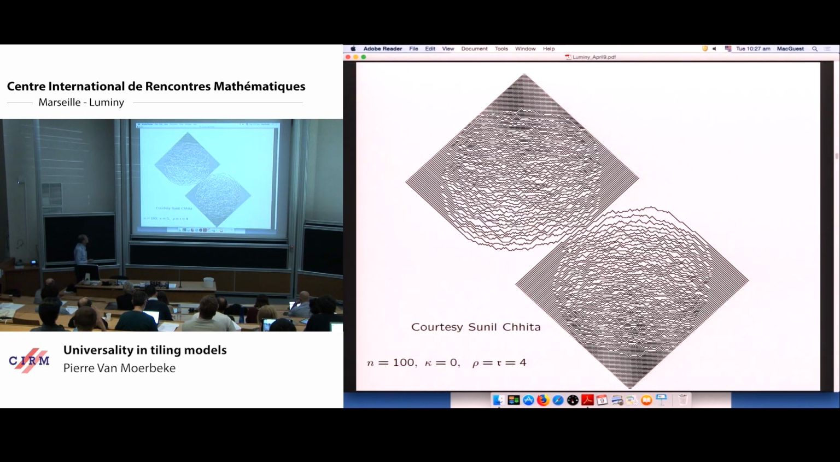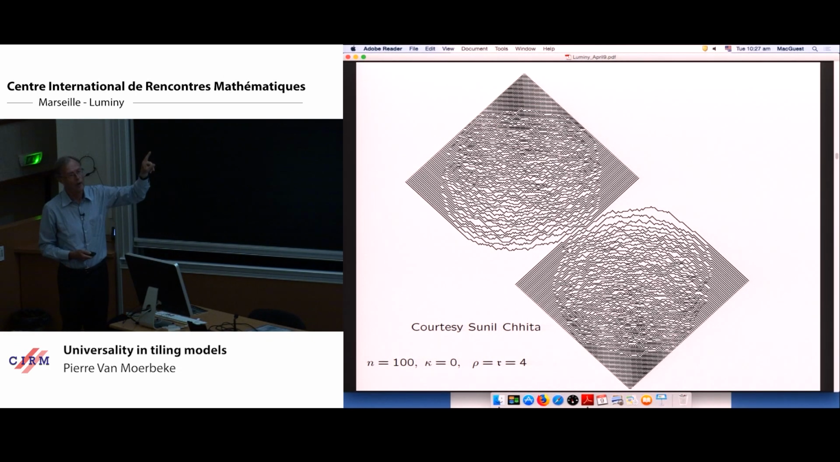So let me. Oh yeah, Sunil also made a simulation of the picture which you saw a while ago for these 2 Aztec diamonds.